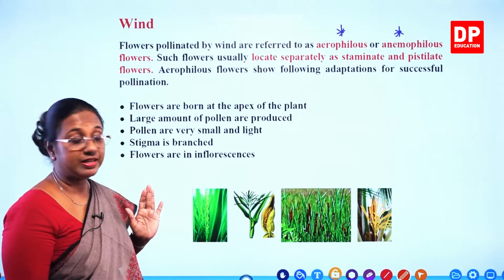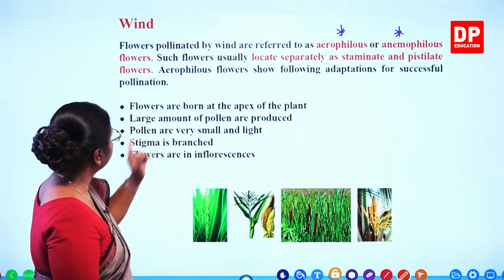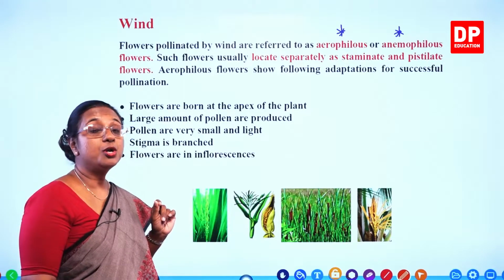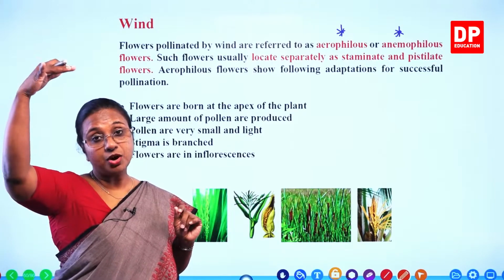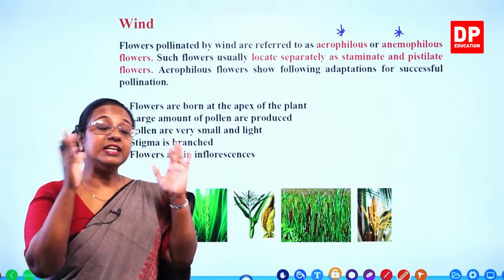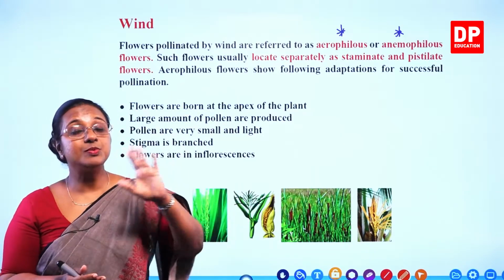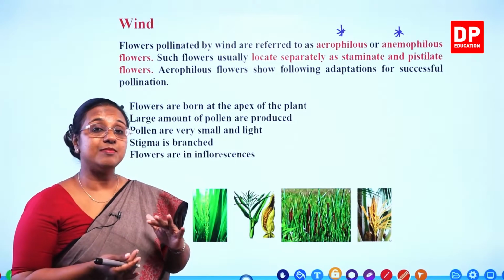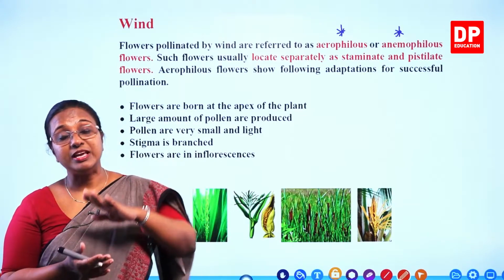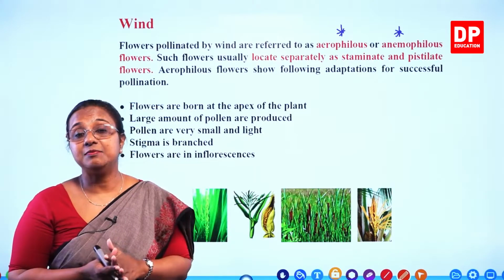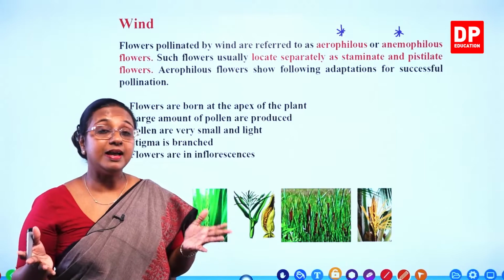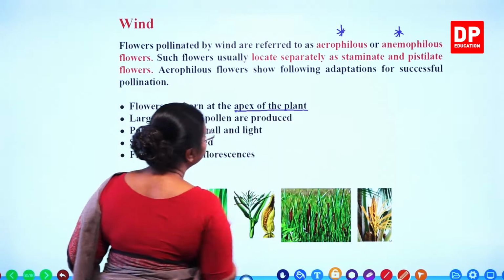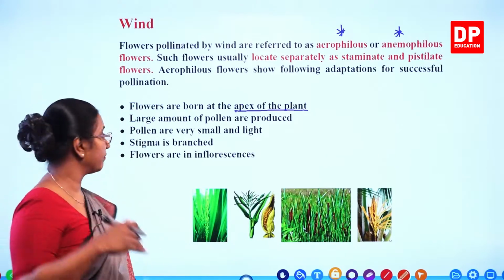Aerophilous or anemophilous flowers. Here you can see flowers are born at the apex of the plant. You all know what apex is, shoot apex, the top of the plant. So that it is exposed to wind. When wind is blowing, easily the pollens can flow with the wind. At the same time, when the pollens are flowing with the wind, they can easily get deposited to the stigma as well. So, usually flowers are born at the apex of the plant, at the top of the plant.